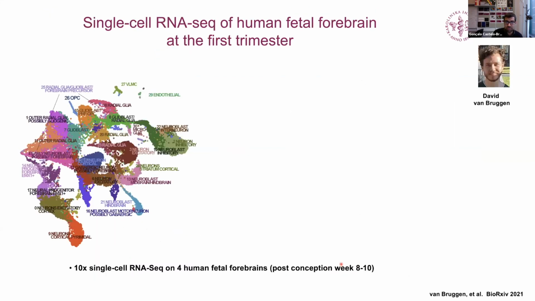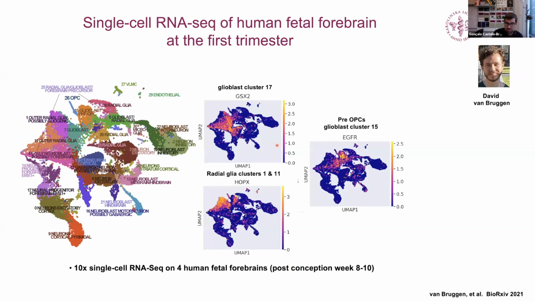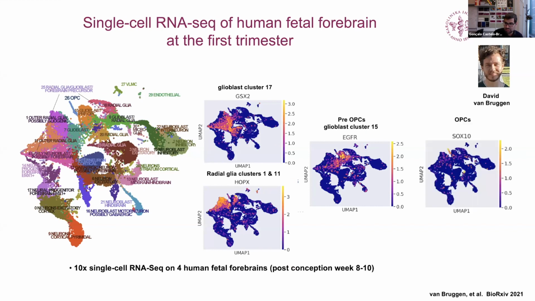And what David in our lab went to investigate was whether there were oligodendrocyte lineage cells, OPCs, derived in early stages of human development, for instance, in the first trimester. And indeed, she could observe that in these early stages there was a pre-OPC population that was giving rise to these SOX10 positive oligodendrocyte precursor cells.